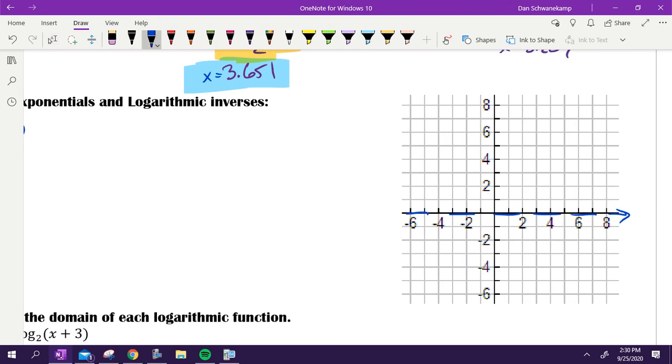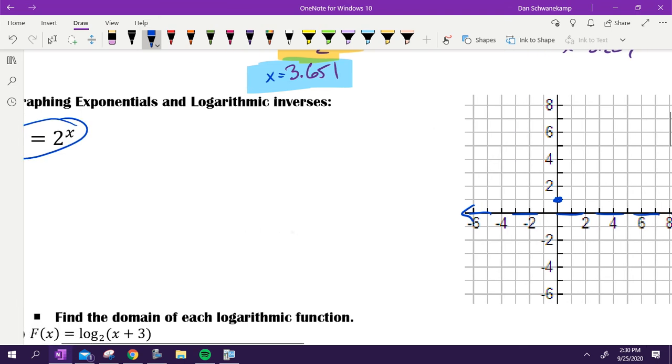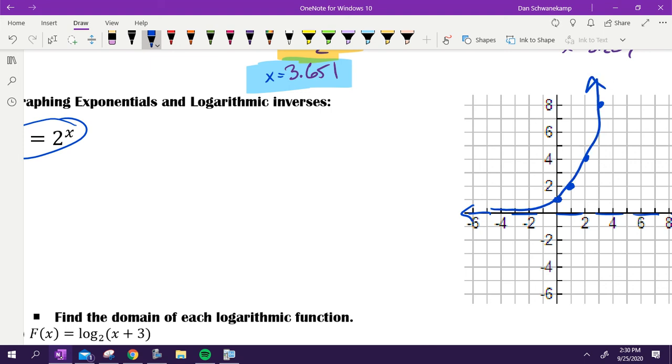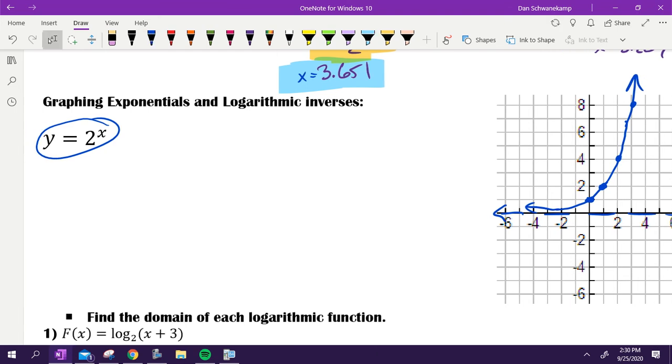Is my anchor dot going to be one above or one below? One above. It is 2 to the x. So my first dot's one above. My next dot's going to be 2, and then 4, and then 8. And there's my exponential graph, if I could draw straighter lines. Whatever. All right. There's that. Then we're going to graph its inverse.